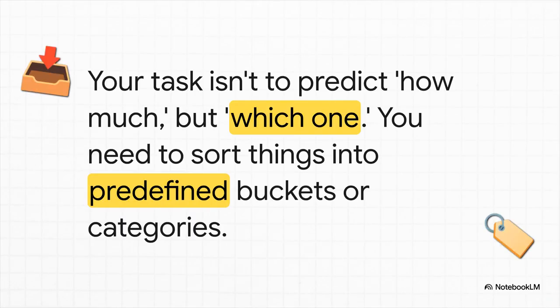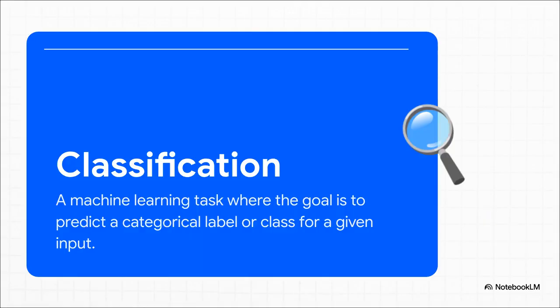What if you don't need a number? You need a label. The job isn't to predict how much, but which kind. You're basically trying to sort a pile of stuff into different buckets. The tool for this job is called classification. It does exactly what it sounds like. It assigns a class or a category to something. Is this email spam or not spam? Is this photo a cat or a dog? It's your digital sorting hat, basically.